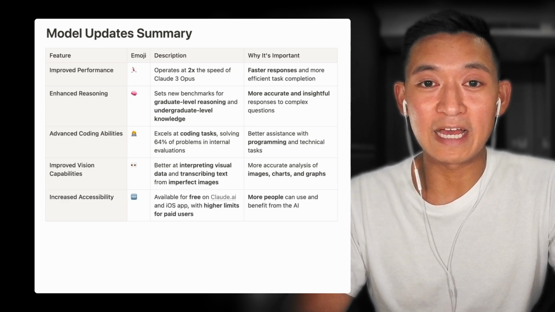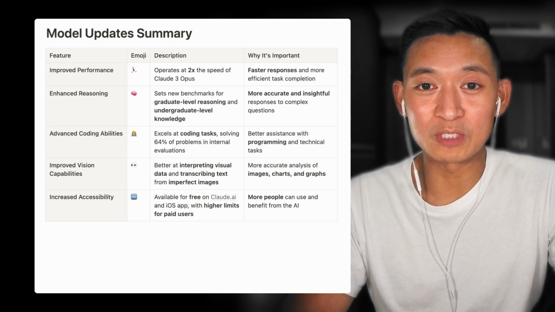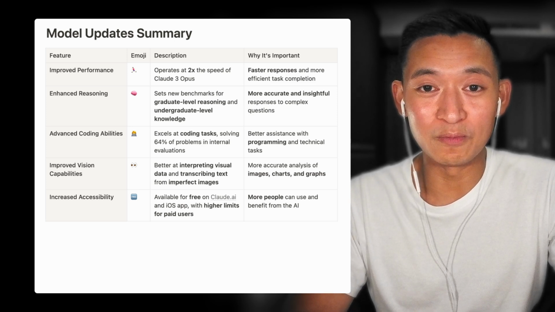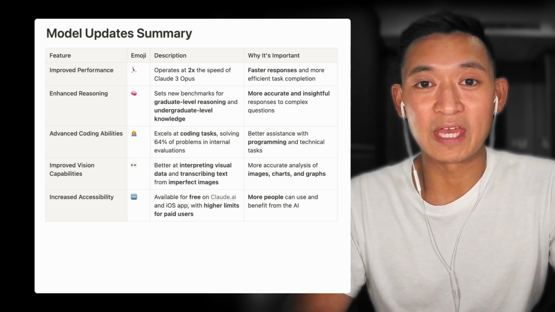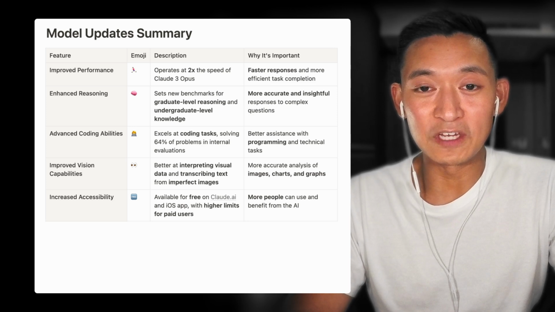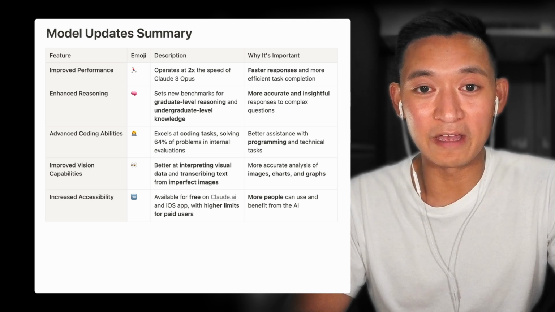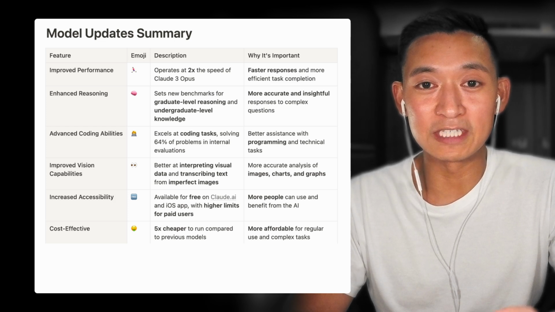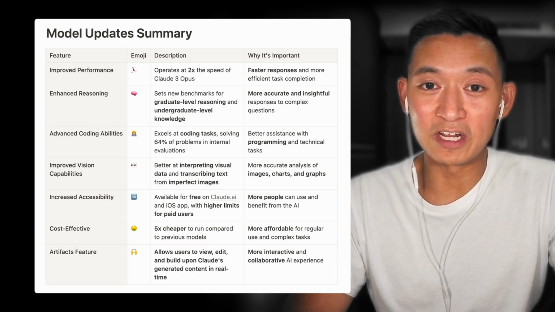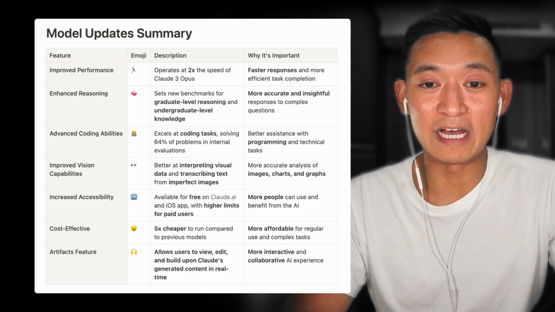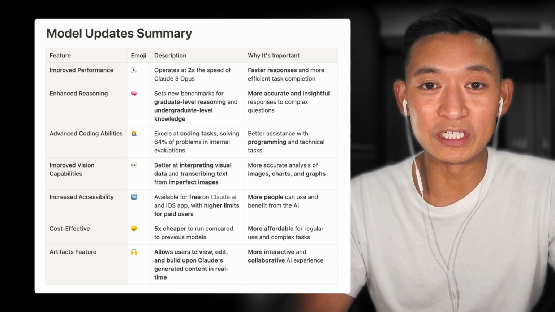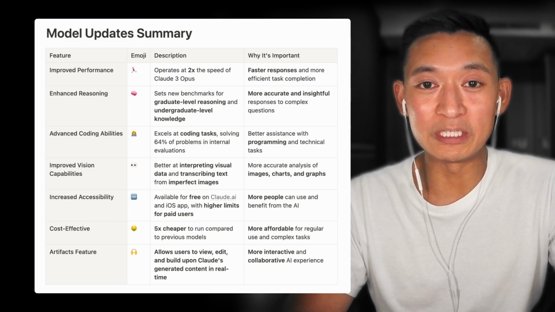It also has increased accessibility. Previously, the smartest model was subscribers only, and now you're going to be able to use Sonnet, the middle model, but the best model now, for free. And because it's cheaper to run, they've increased the usage limits for the paid accounts. So yes, we've covered that it's 5 times cheaper to run, and that's why they're able to open it up to more people and to give higher limits to the paid users. And finally, they have a new artifacts feature, which allows users to view, edit, and build upon Claude's generated content in real time. And that's what we're going to do a deep dive on today.